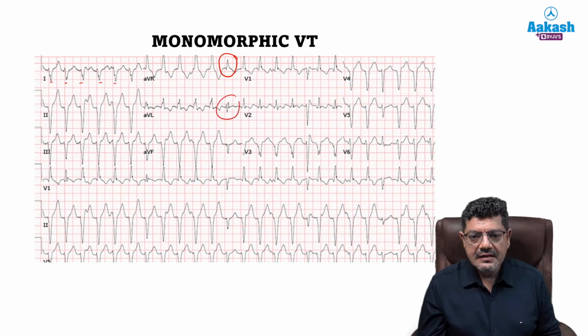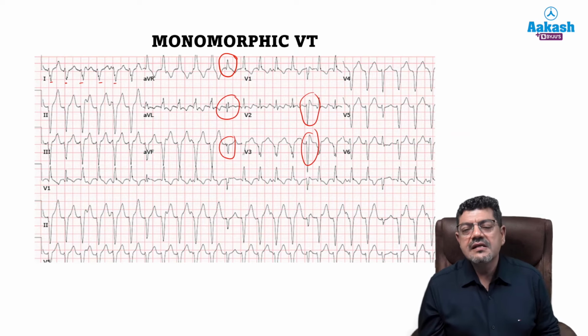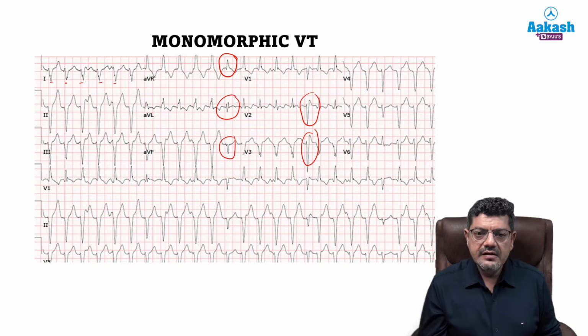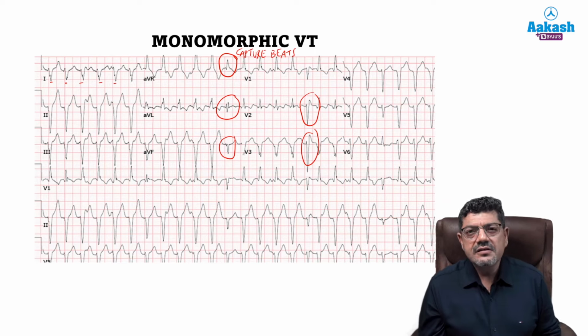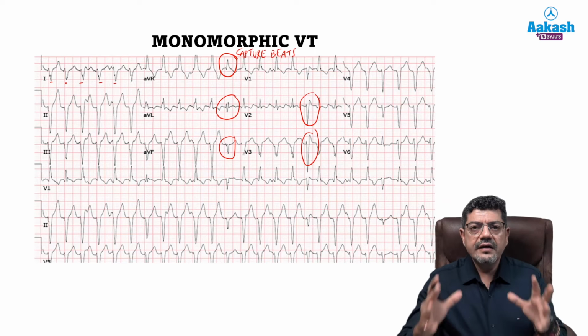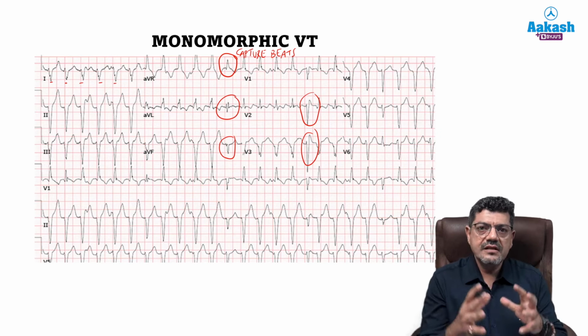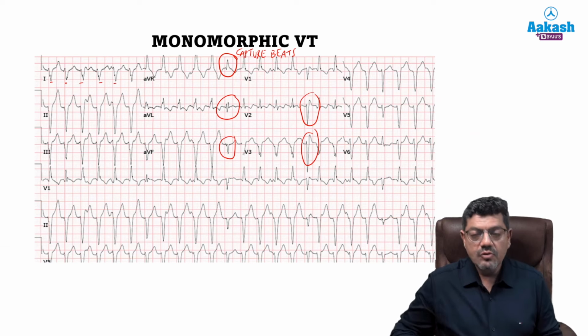Now, what are these waves here? These are capture beats. What happens in ventricular tachycardia is usually there is complete AV dissociation. And sometimes when the ventricle is not refractory, one of the supraventricular impulses passes to the ventricle, and these beats are called fusion beats or capture beats. This is what establishes that the patient is having AV dissociation. So a wide complex tachycardia in which the QRS complexes have the same morphology in a single ECG lead is monomorphic VT.